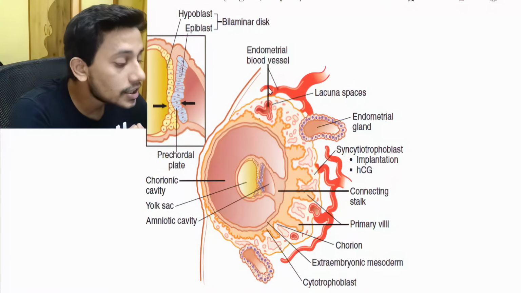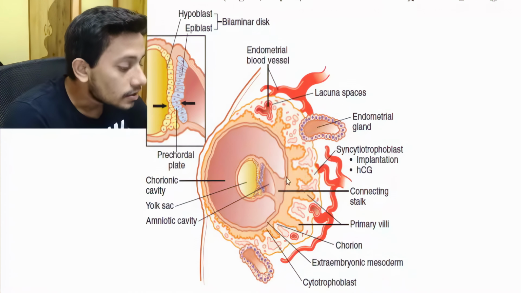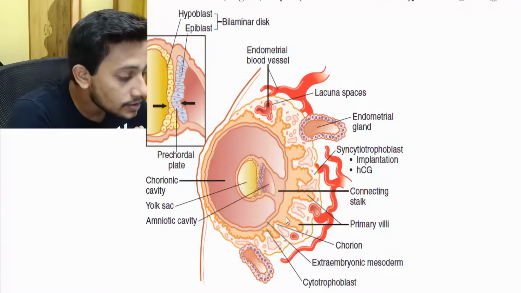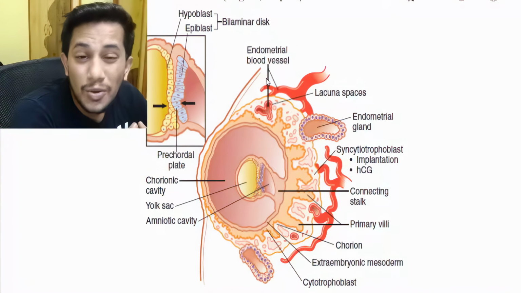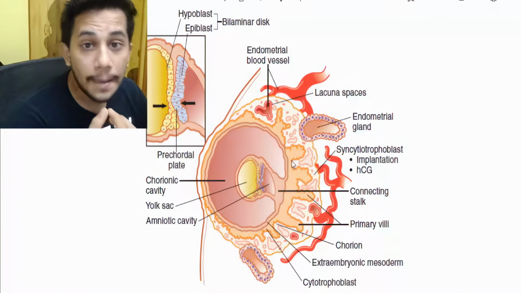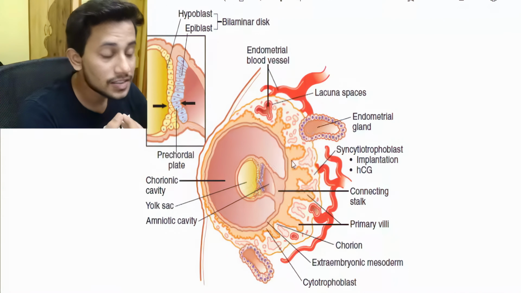And another thing to notice here is the cytotrophoblast after it's developed, and on the other end of the cytotrophoblast are the endometrial blood vessels. Now the embryo will have a blood system of its own.